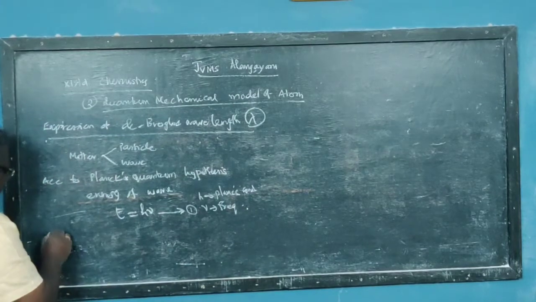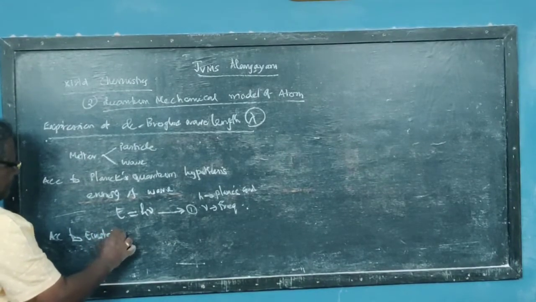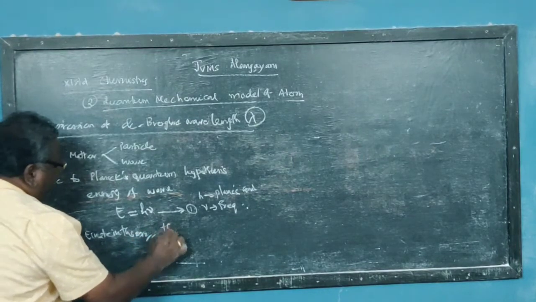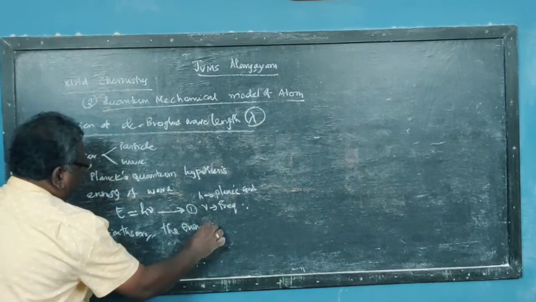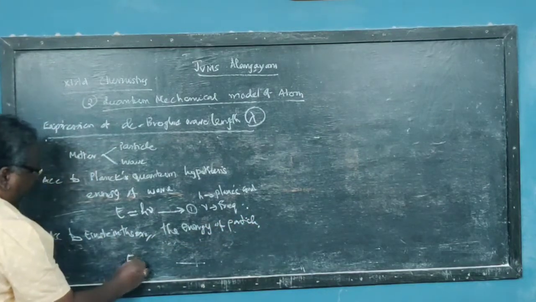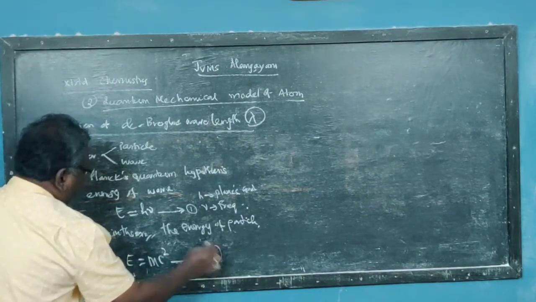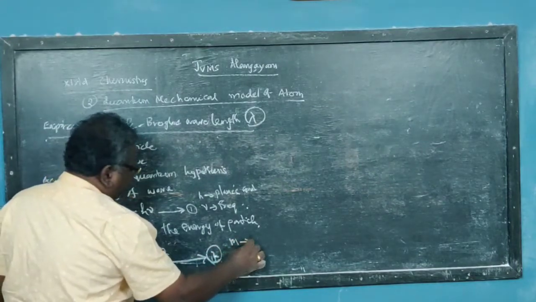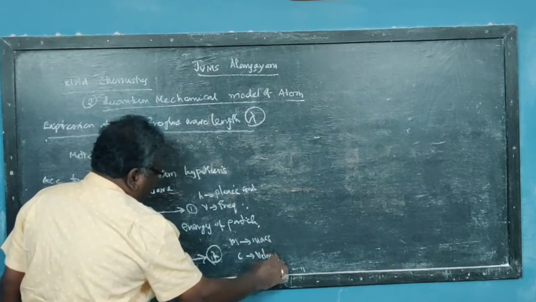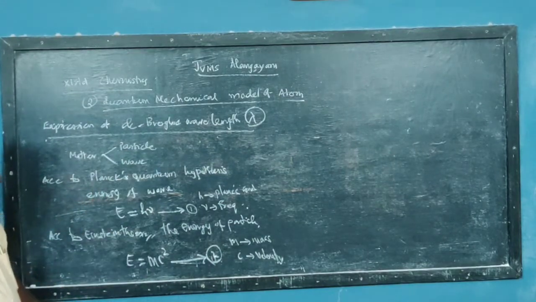Right? According to Einstein's theory, the energy of a particle is given as E is equal to mc square. This is equation 2. m is the mass of the particle, c is the velocity of the particle. Right? So we got two energy equations, one in the form of wave, the other in the form of particle.